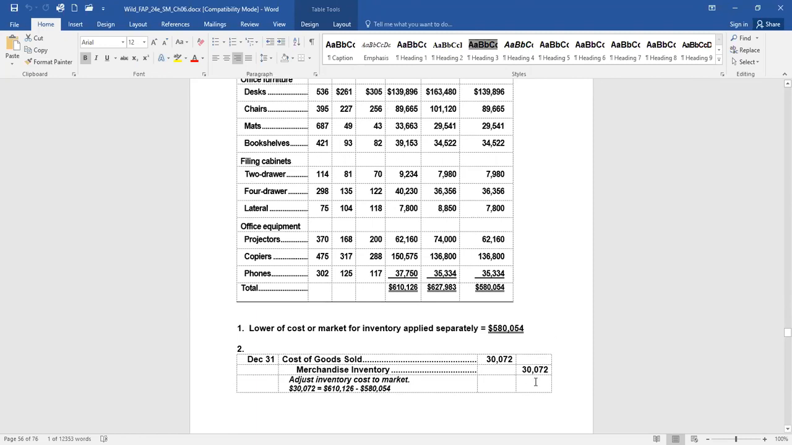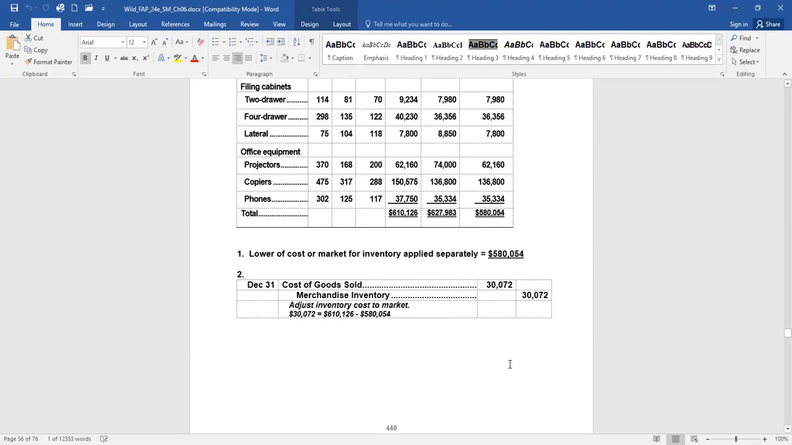Well, we have to make an adjustment. So we take the difference between where our account is at now, $610,126, what it needs to be at, $580,054. And we decrease our inventory account $30,072 because it should be at a lower amount. The difference, that $30,072, is debited to cost of goods sold and expensed. Okay, so that's where we put that. It's almost like it's a loss on our inventory, but instead of having a separate account called debiting loss on inventory, we just debit cost of goods sold.